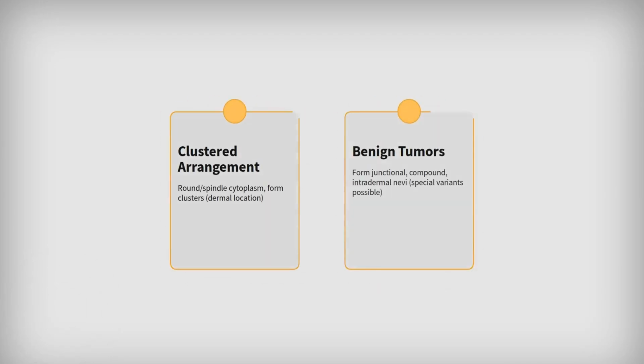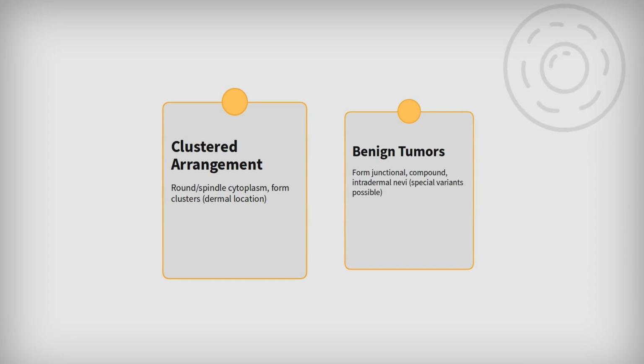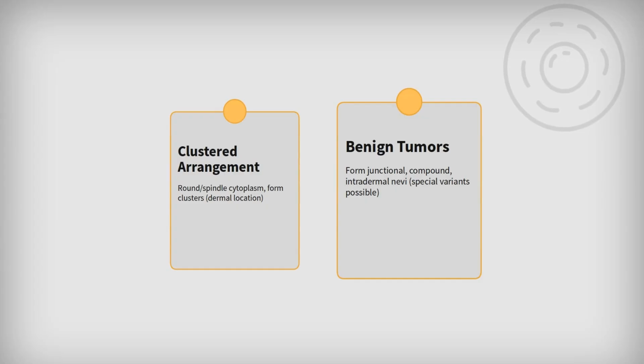Nevus cells differ from melanocytes, forming clusters and benign tumors. Clustered arrangement of nevus cells with round or spindle cytoplasm is seen in the dermis. Nevus cells can form benign tumors such as junctional, compound, and intradermal nevi, including special variants.